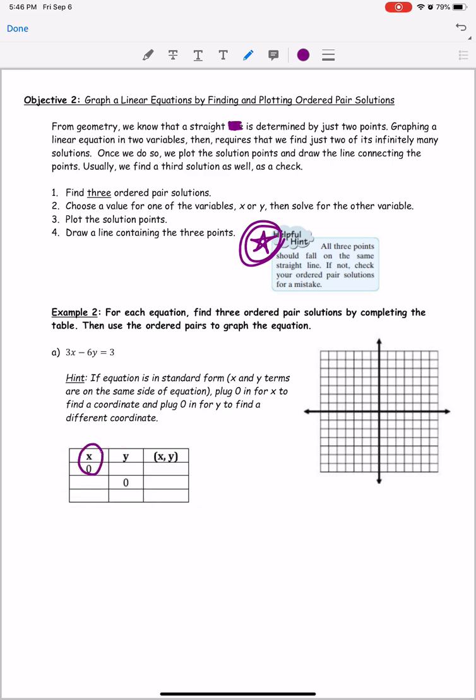But for this first one, it's telling you x is 0. So when x equals 0, plug a 0 in for this x here. So we have 3 times 0 minus 6y equals 3. And I'm actually going to make this a little bit smaller. We've got to do 3 equations down here.